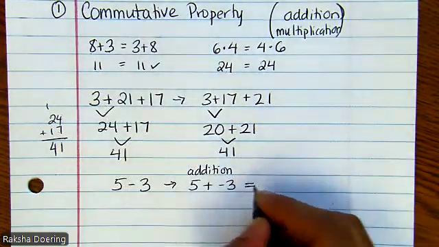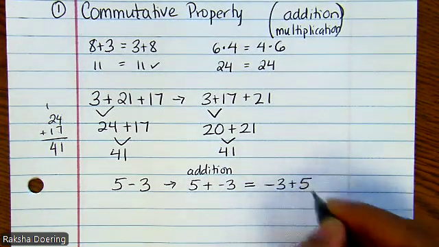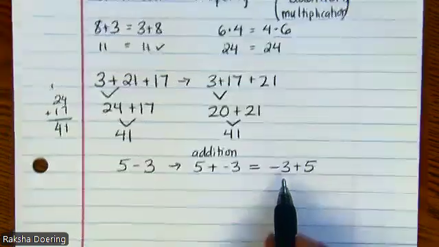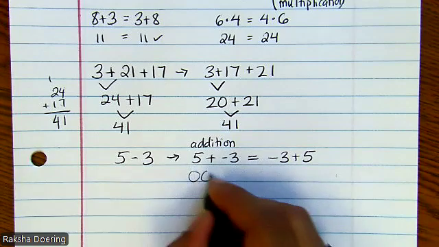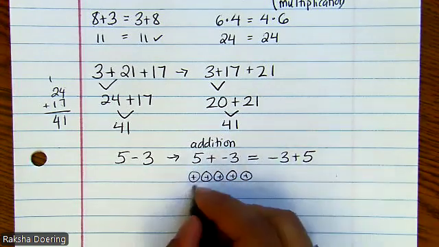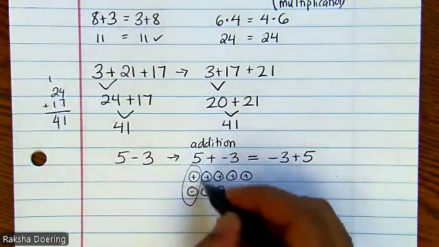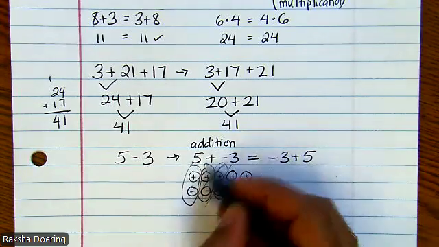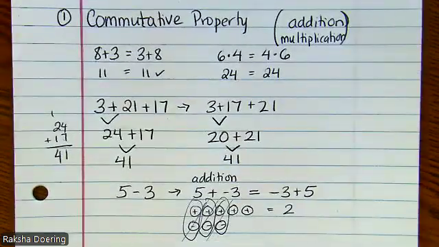So I can say that is equal to, I could switch the order of them and say negative 3 plus 5. And in both of those cases, 5 plus negative 3 and negative 3 plus 5, this is like having 5 yellow chips or 5 little pluses and then 3 minuses or 3 red chips. And so each of these is a 0 pair, so those go away. So I'm left with positive 2. So that is the commutative property. You can pause if you need time.